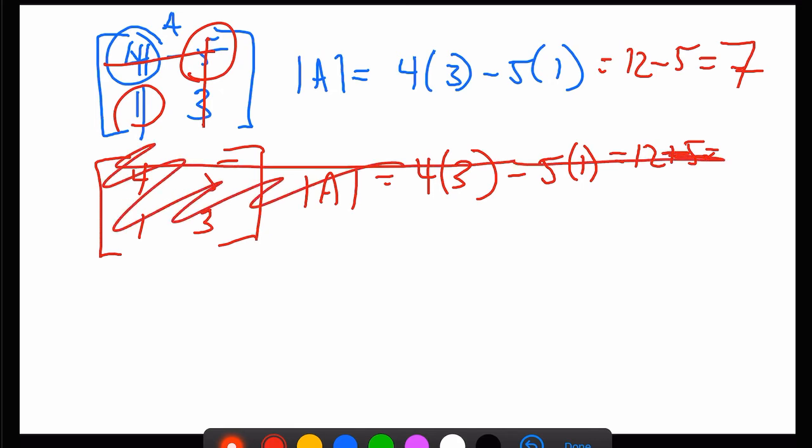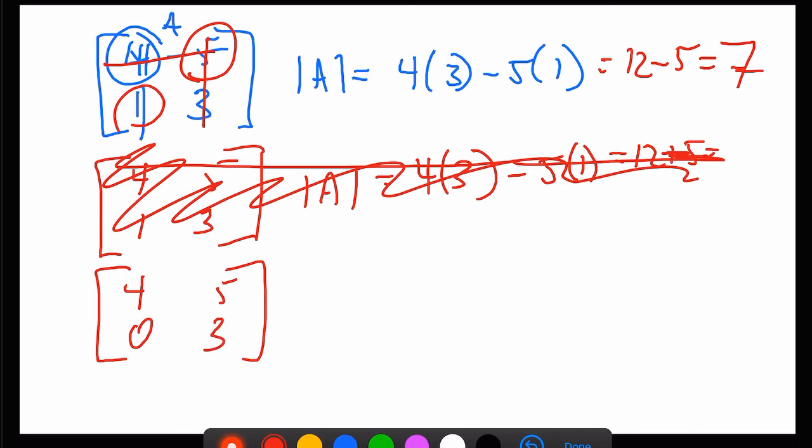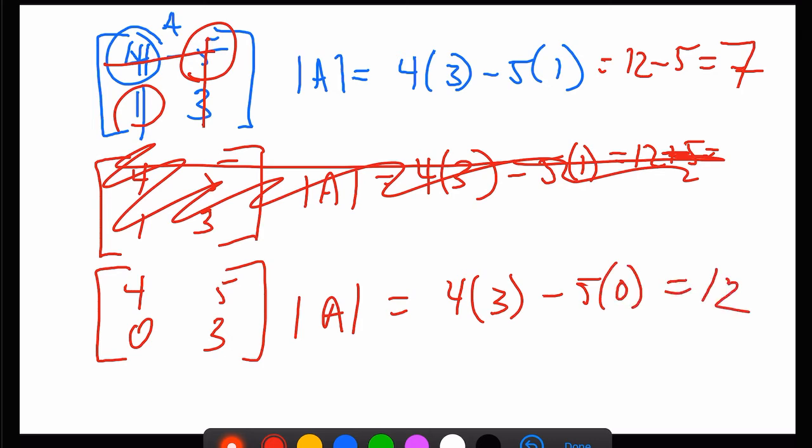Why did I do that one twice? Don't even, because I had that and then I changed the bottom. So if that's that, determinant of A, right? Determinant of A is going to be 4 times 3 minus 5 times 0 equals 12.